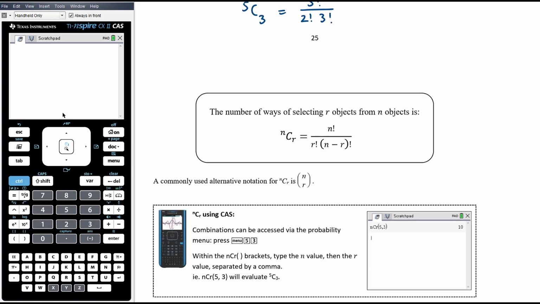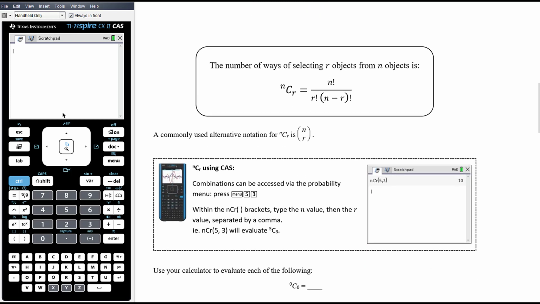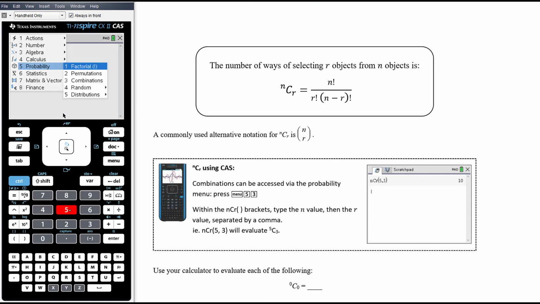Another commonly used alternative notation for nCr is to write it like this. It's not a matrix, it's not a fraction, it doesn't have a line in between. Okay, so (10, 2) would mean 10 choose 2. I tend to still write nCr, but just to be clear on that notation. In terms of your CAS menu, 5, we already know 1 is for factorial, 2 is for permutations, and 3 is for combinations, so that is nCr there.